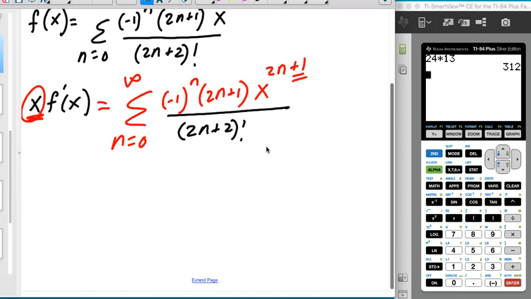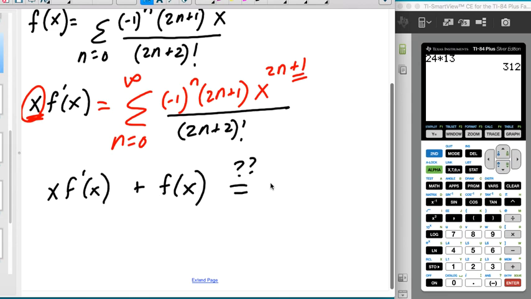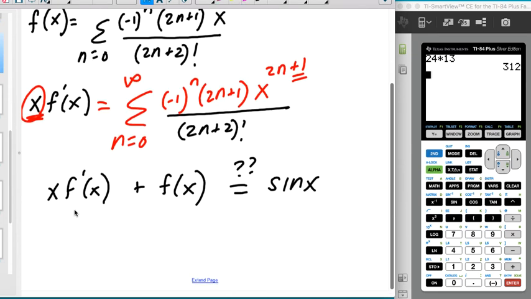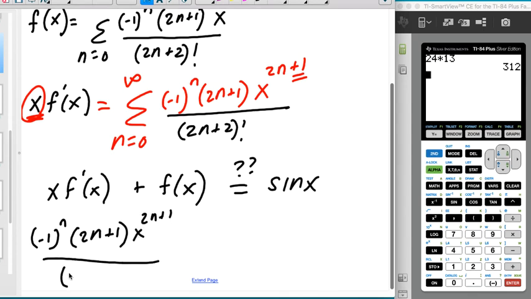So the question is, if I add these two series, so if I add x f prime of x, which we just found the series, plus f of x, do I get sine x? Right? That's the question. So let's see what happens when we add these two series. So this series here is a negative 1 to the n times a 2n plus 1 x to the 2n plus 1 over a 2n plus 2 factorial, right?